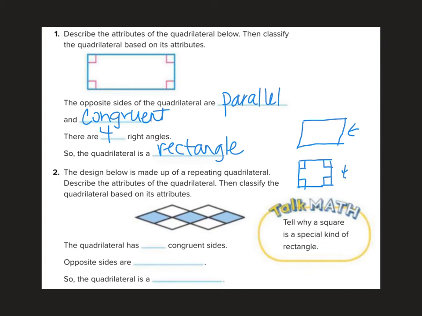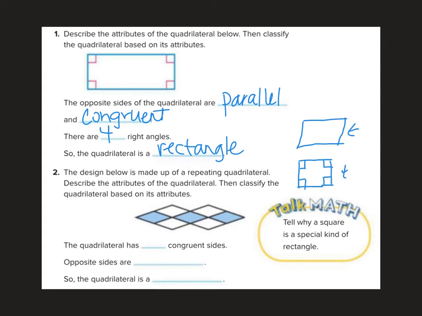And so we know that a square is a rectangle because what does it have to be in order to be a rectangle? Let's just read it. Opposite sides are parallel and congruent. Is that a square? Yeah. Are there 4 right angles? Yeah. So squares are rectangles.